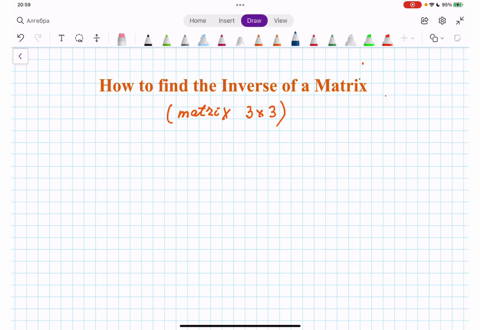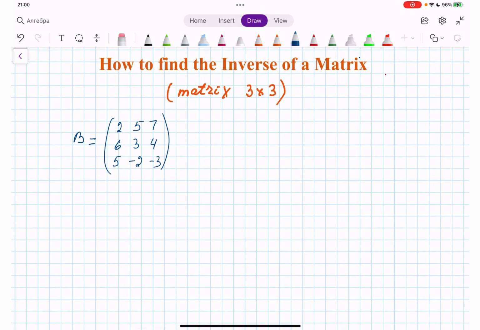Okay, let's move to a more common case in practice, a 3 by 3 matrix. Find the inverse of matrix B that has the following elements: 2, 5, 7, 6, 3, 4, and 5, -2, -3. Okay, the algorithm is exactly the same as for the 2 by 2 case.